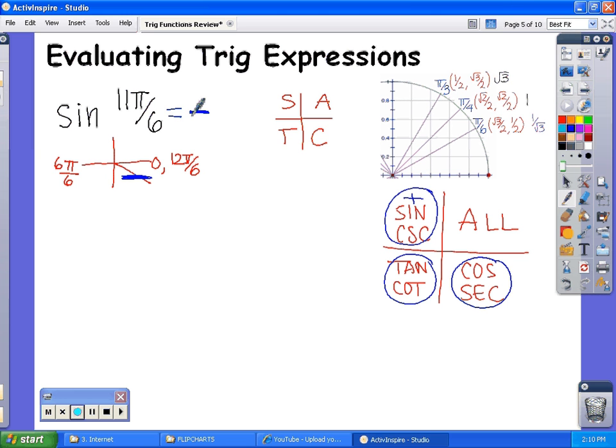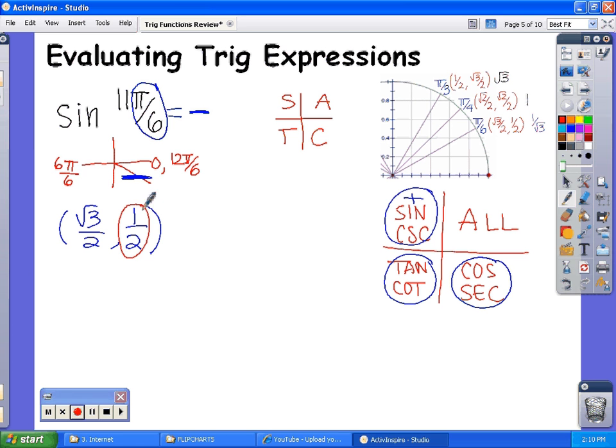Let's try to remember the point for pi over 6. If you're having trouble, you can look to the right. It is root 3 over 2, comma 1/2. Sine is always the y value. Therefore, our answer to this question is negative 1/2.